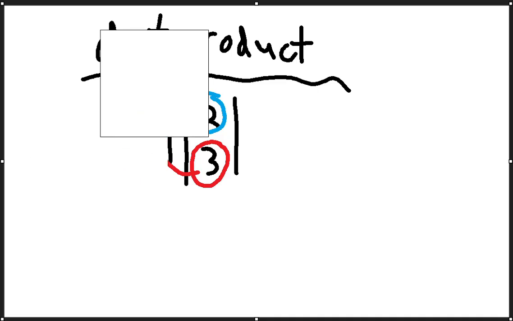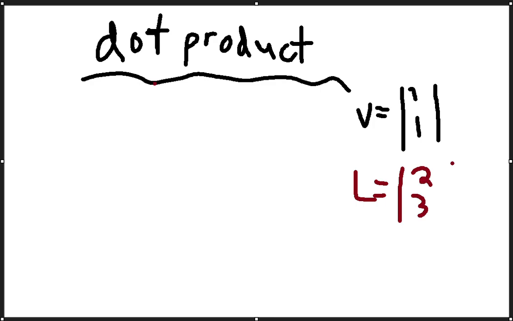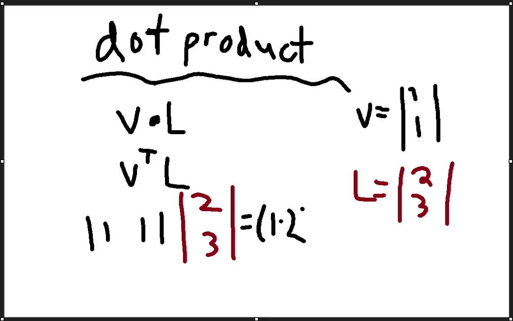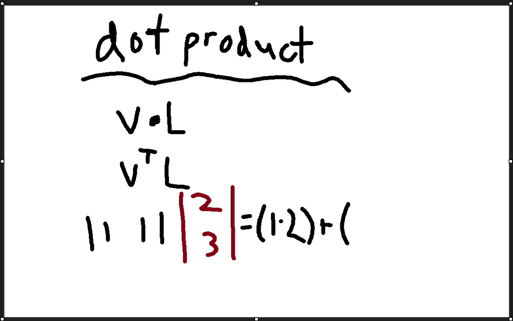But it can also work with other vectors too. Like if we have a vector v of, say, 1, 1, and another vector L, which is equal to, let's say, 2, 3, then v dot L is equal to v transpose times L, which is going to be 1, 1 times 2, 3, which is going to equal 1 times 2 plus 1 times 3, which is going to be 5.